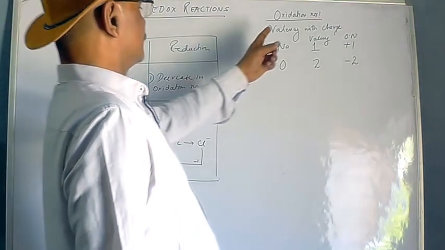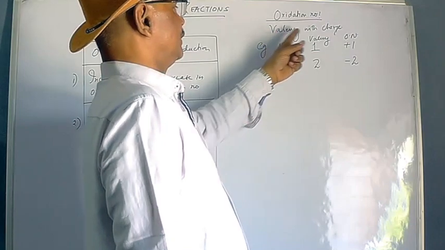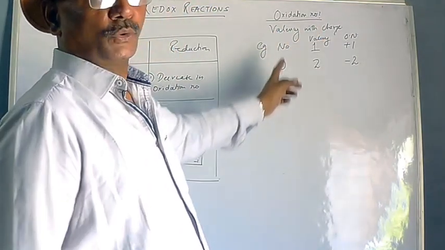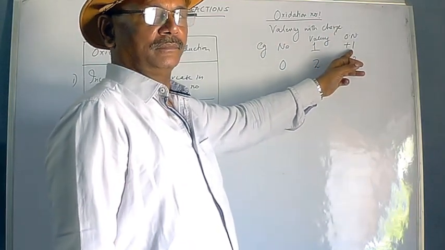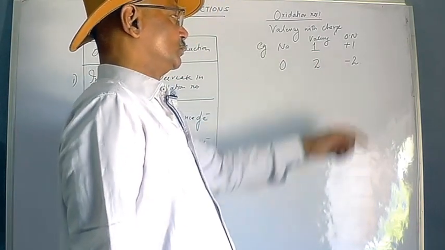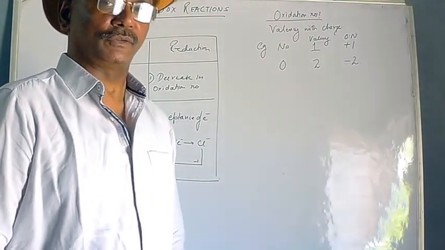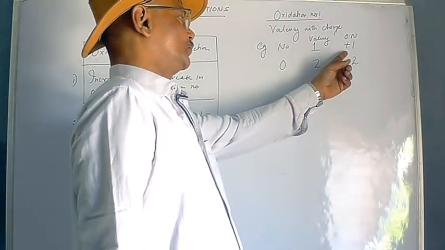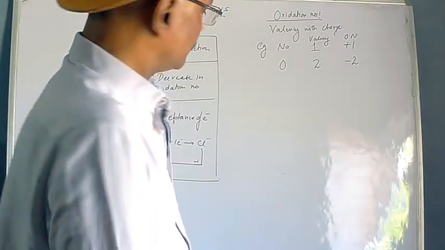So class, let us first define oxidation number. Very simple to understand. Valency with charge is called oxidation number. For example, sodium has valency 1, but its oxidation number is plus 1. Oxygen, you all know, has valency 2, but its oxidation number is minus 2. So when you put charges on the valency, that becomes our oxidation number. Metals are always positive because they are electron donors. Non-metals are always negative because they accept electrons.